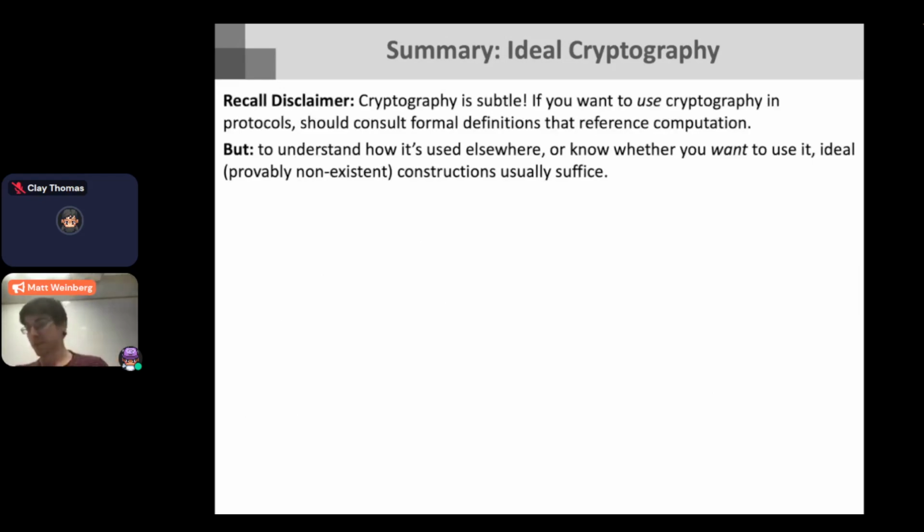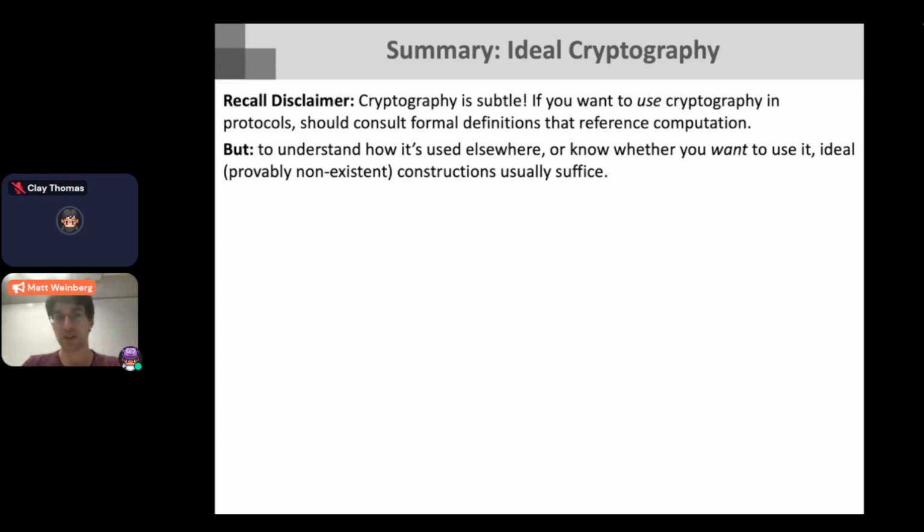Okay, so this is going to wrap up this portion, and I'm just going to whiz through the second half in 3-ish minutes. Just remember, I did give you the disclaimer that cryptography is subtle and it is hard. If you want to use cryptography rigorously in your own protocols, you will need to consult formal definitions. On the very last slide, I got a recommendation for a cryptography textbook from a colleague that I'll put up there. But I do believe that if you felt like these slides were accessible, this is sufficient to understand how it's used elsewhere, and sufficient to understand whether you want to use it.